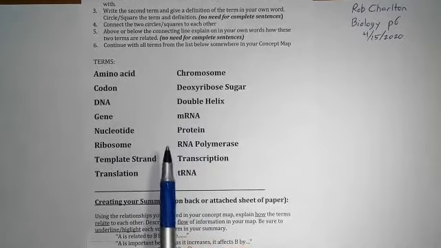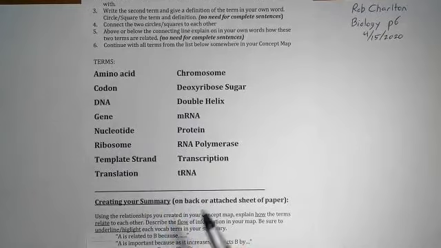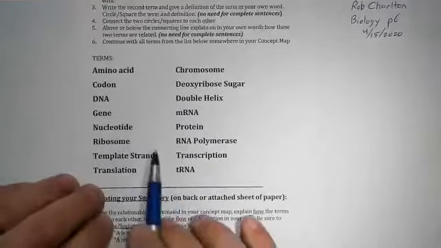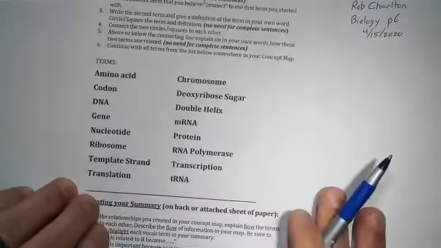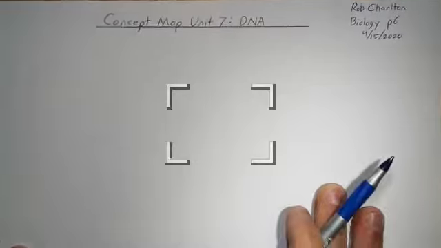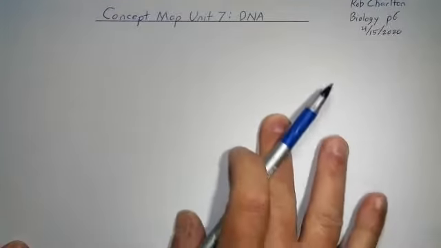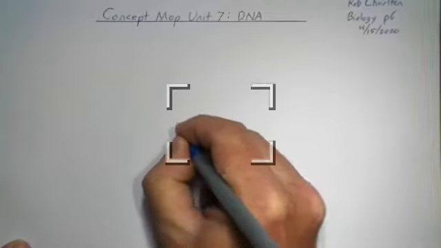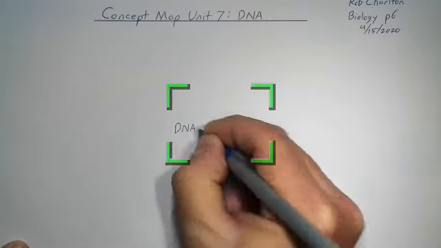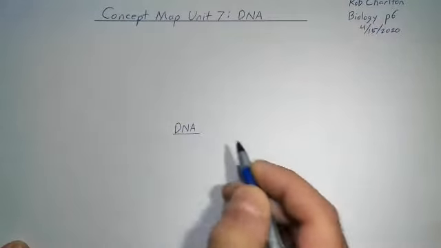Most people tend to choose a word that is like a big-time term or the major word for the unit. So if I just put DNA in the title, I probably want to start with DNA as our big main word. So go find a spot on the page. It could be anywhere you want. All right, I'm just going to put it straight in the center. DNA. Put a little line under it.